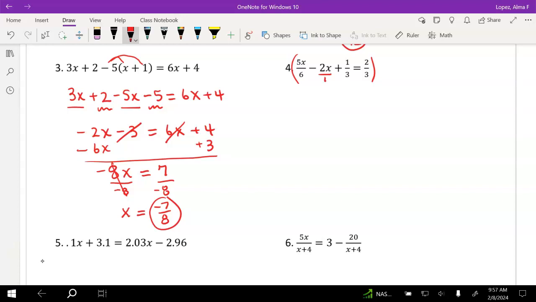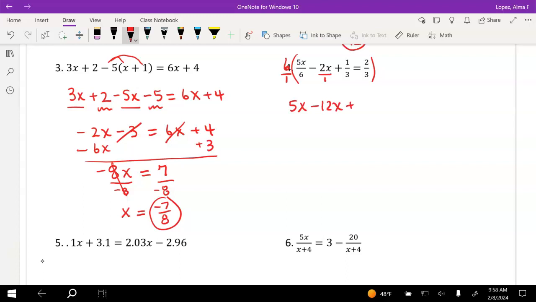Do 1, 3, and 3 all divide evenly into 6? Yes. So I know that 6 over 1 is the least common denominator that I'm going to multiply through by. When I multiply the first piece by the least common denominator, these 6's cancel and that 5x comes straight down. When I multiply the second term by the least common denominator, 6 divided by 1 is still 6, times a negative 2x is a negative 12x.